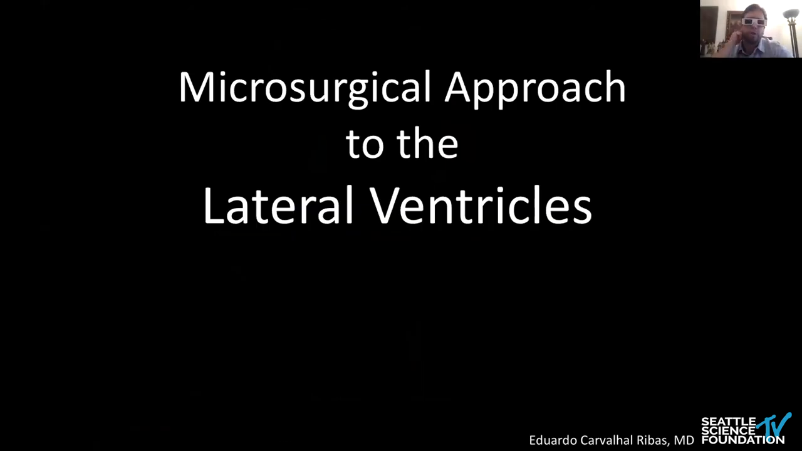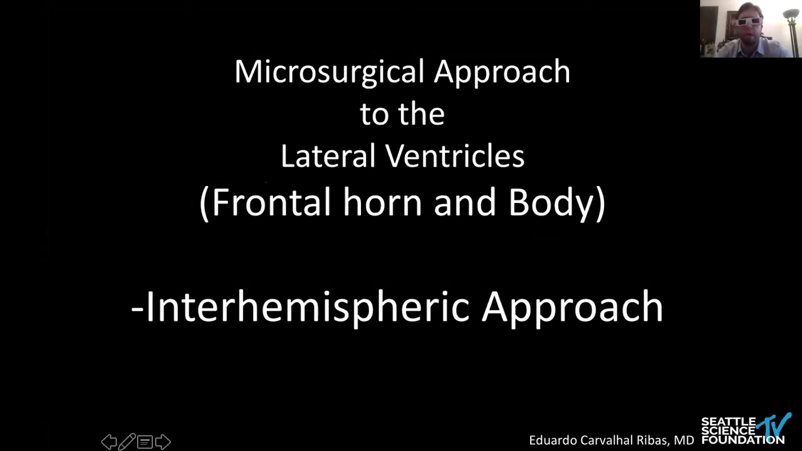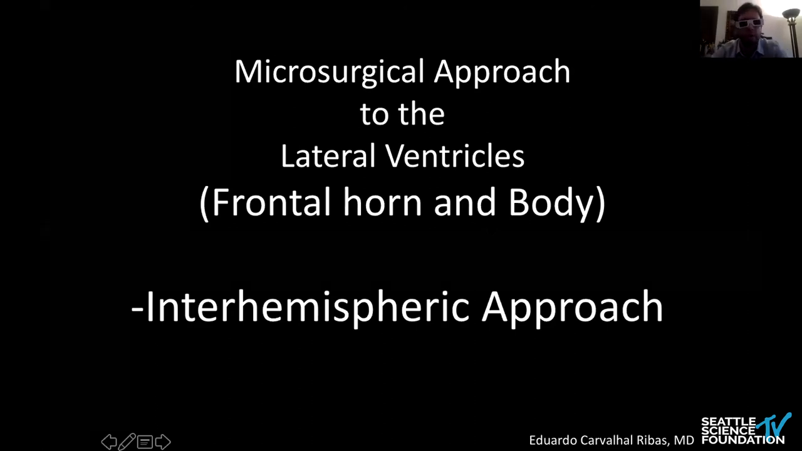So I'm just gonna show a little bit of the microneurosurgical anatomy, trying to do some surgical approaches in some cadaveric specimens and trying to pinpoint some anatomic correlations. So the first is how the surgeon can get inside the frontal horn or the body of the lateral ventricle.